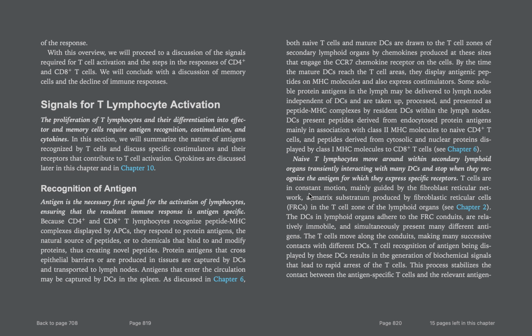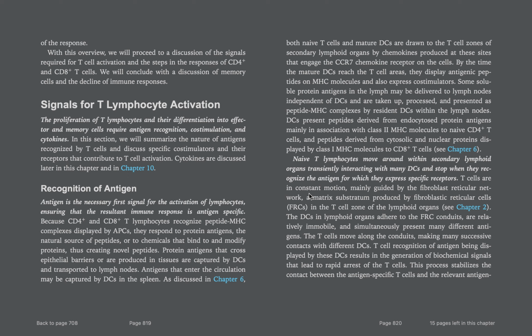With this overview, we will proceed to discussion of the signals required for T cell activation and the steps in the response of CD4 plus and CD8 plus T cells. We will conclude with the discussion of memory cells and decline of immune response.